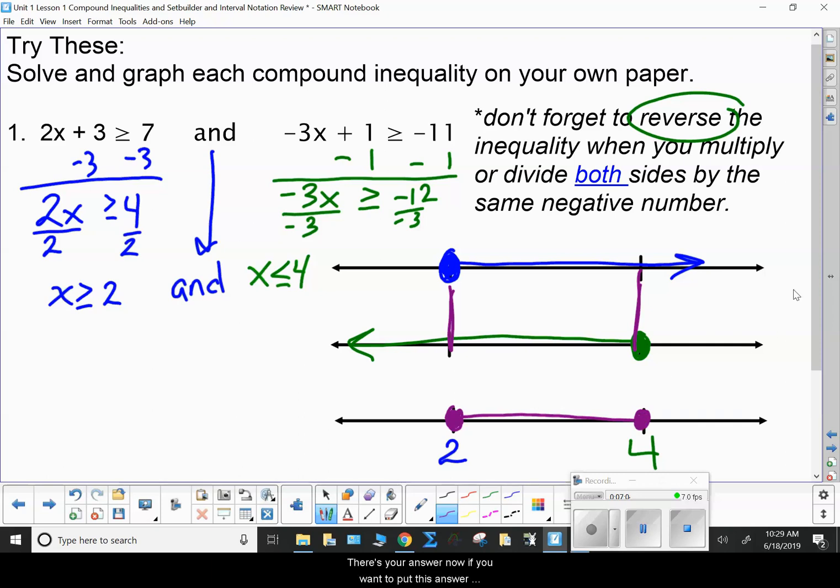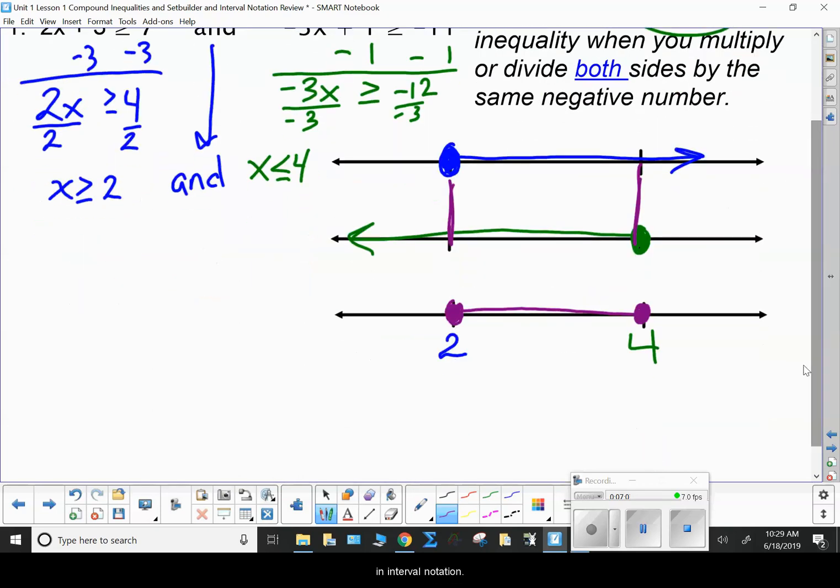Now, if you want to put this answer in interval notation, I would have a solid bracket 2, comma, 4, bracket. Brackets say it's a solid dot.